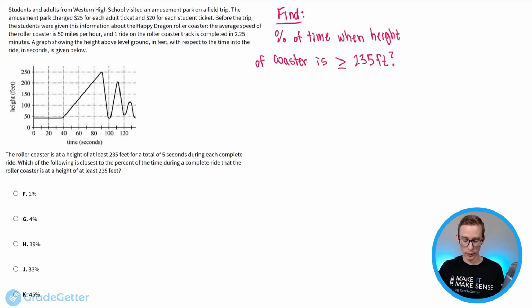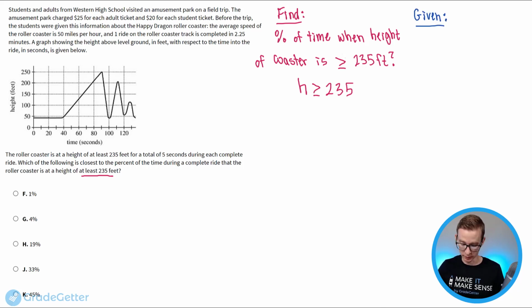So this is how I've worded it. It's a percent of time when the height of the coaster is greater than or equal to 235 feet, because that's what it means when it says at least 235 feet. So when h is greater than or equal to 235.